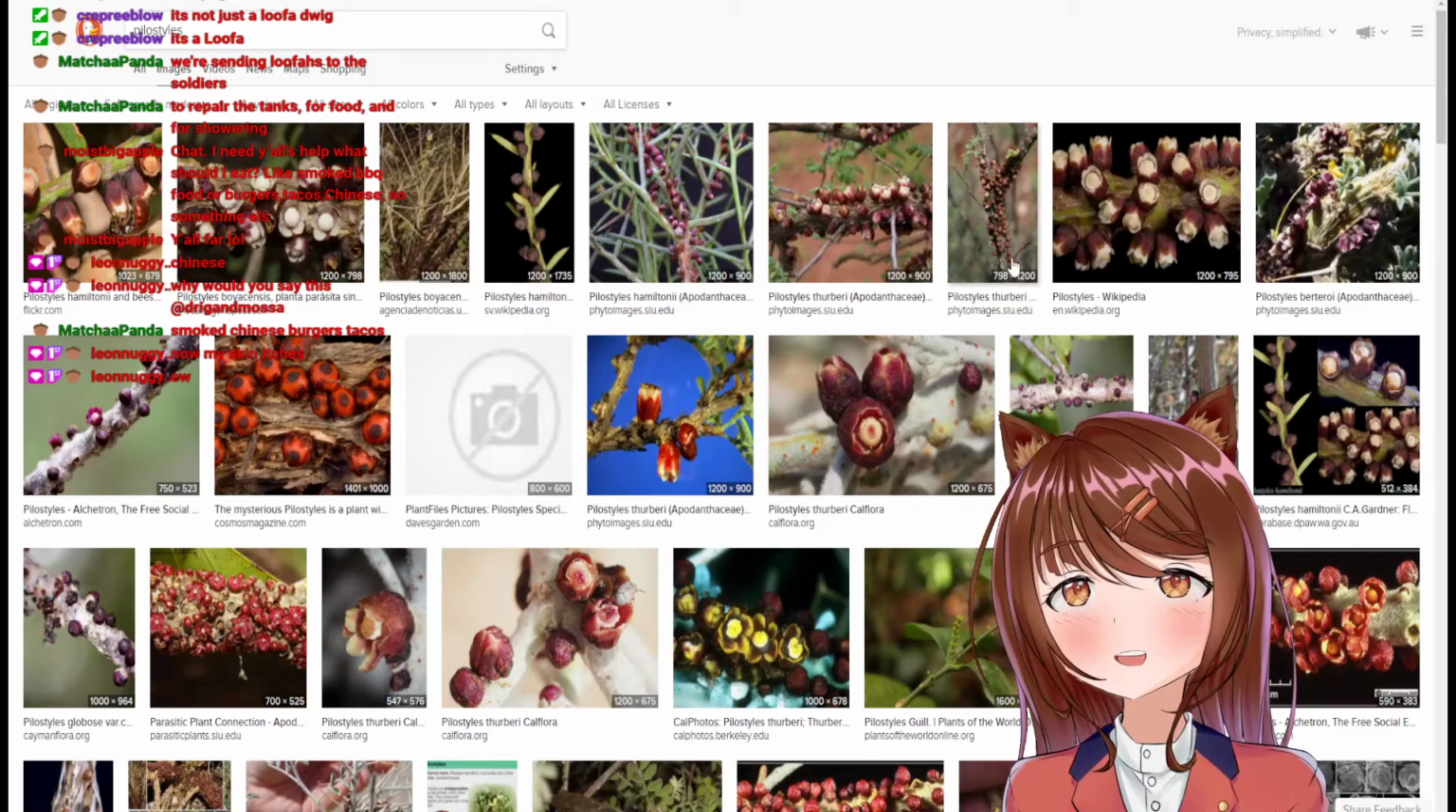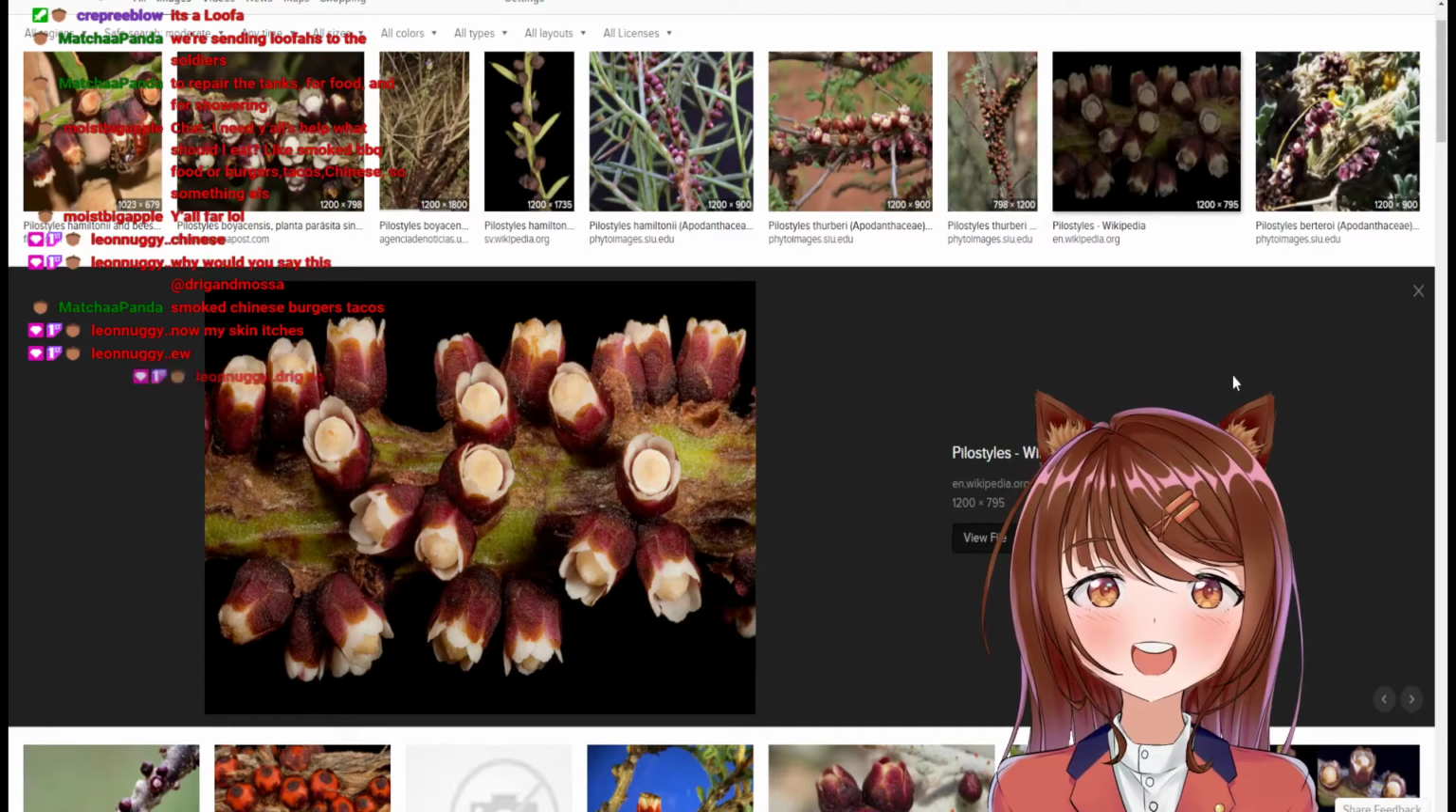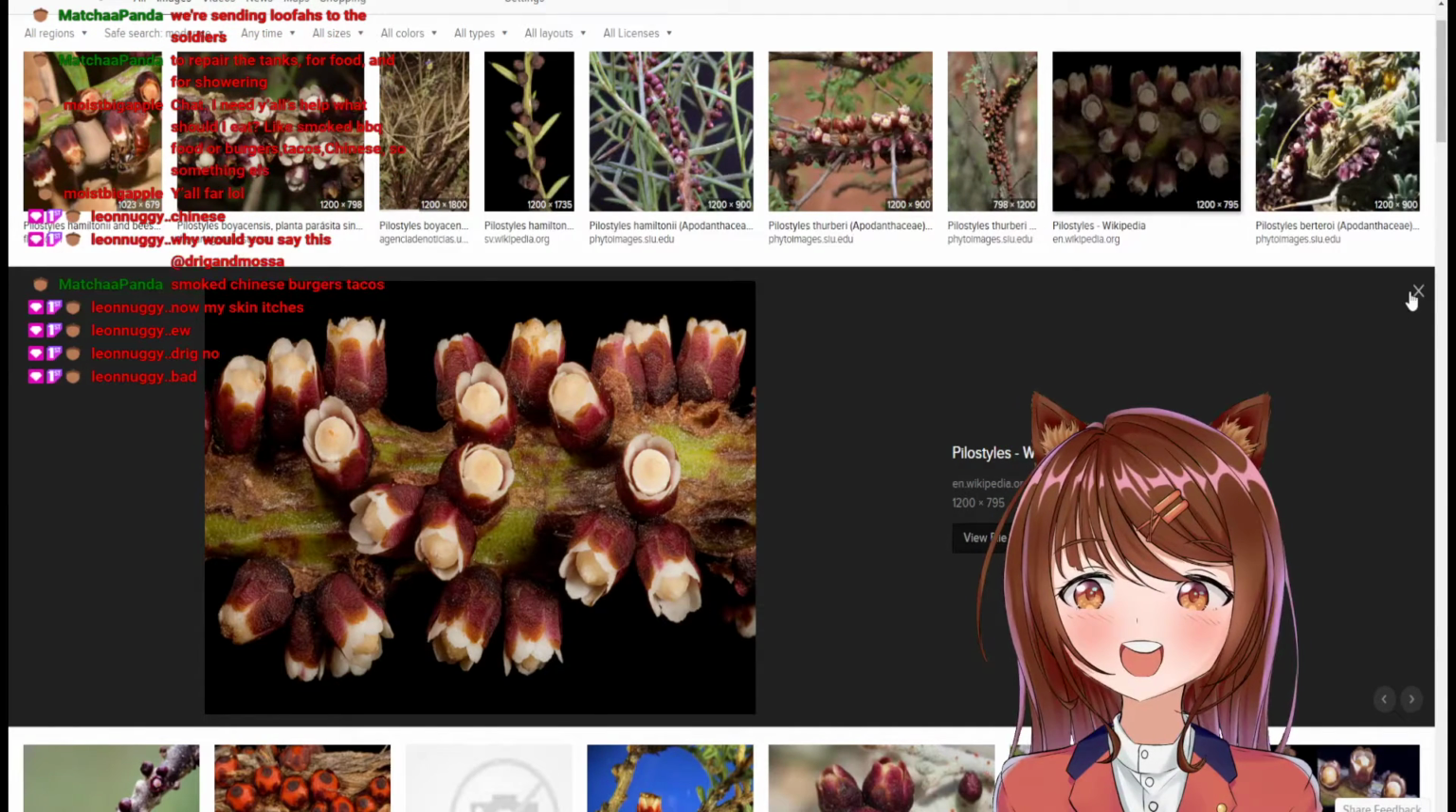Like, what if you had this in your skin and one day you just had really pretty flowers bursting out of your skin? Like, what a way to go.